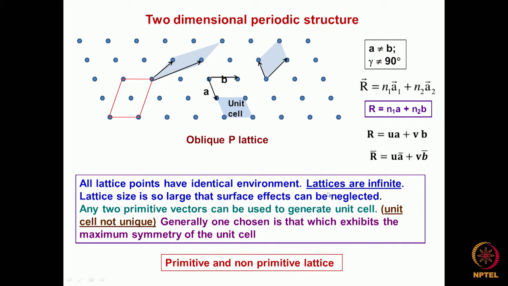And most of the time you will notice that we choose not only a primitive lattice, in many cases we use non-primitive lattices. There is a reason for that. The reason essentially is that we choose the lattice which shows the full symmetry of the crystal structure under consideration.